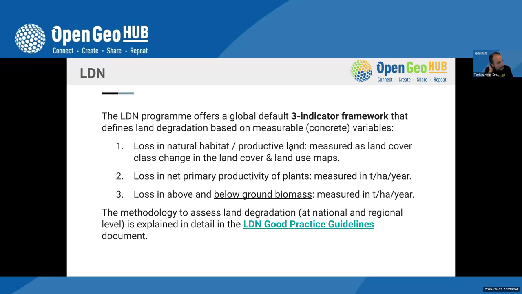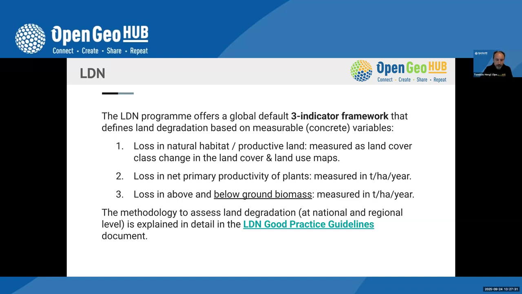Within the LDN program, which I really like, by the way, because it's very practical, it focuses on really fundamental indices: the changes in land cover and the productivity of land. It's important in LDN to analyze things through time, to see whether there are changes. And then, as the third indicator, you have the above and below ground biomass, and below ground biomass is practically soil organic carbon.